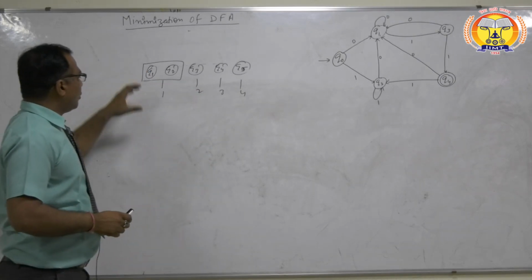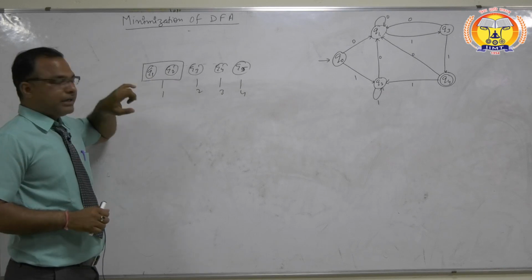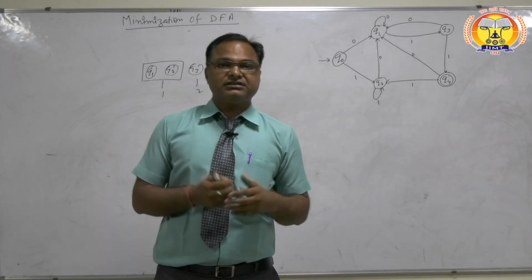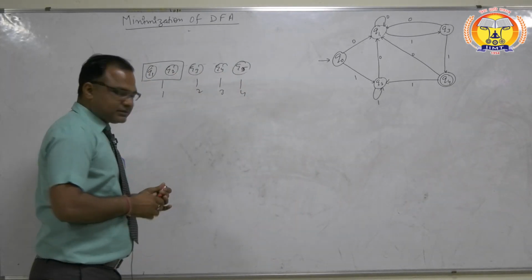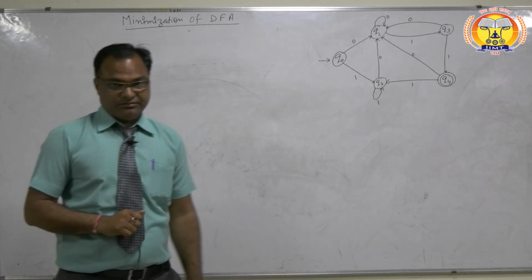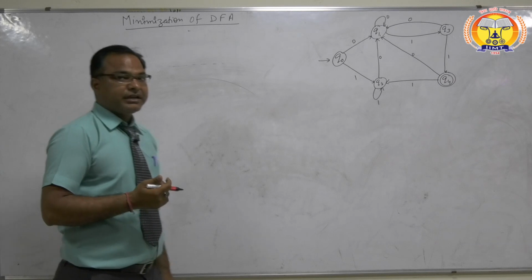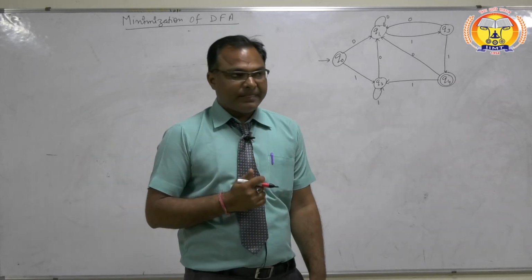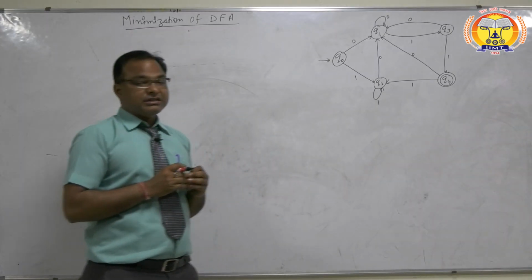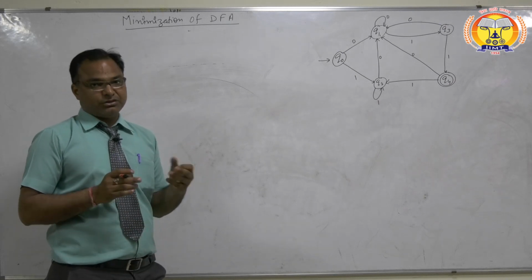Now the first point is, on what basis we can combine the states, whether Q1 and Q2 are combined, or Q1 and Q3, or Q4, whatever. How can we combine states? What is the logic, what are the rules behind that? We can combine the states that are equivalent to each other. The states which are equivalent can be combined in the process of minimization of DFA. Now how can we find out whether the states are equivalent or not?